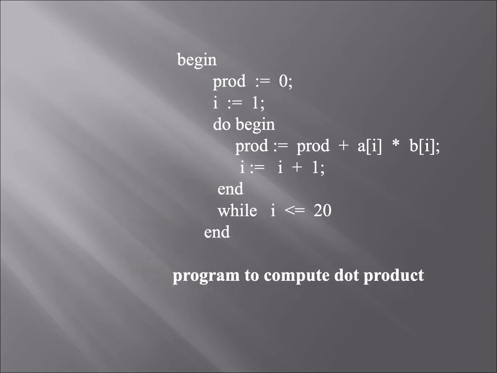Let's take a simple example. Here is a piece of code with a set of statements where we have the variables product and I, and we are using a do loop statement with two statements, where you multiply an array element with the product variable and increment I. Now let's write the three address code for this particular statement.